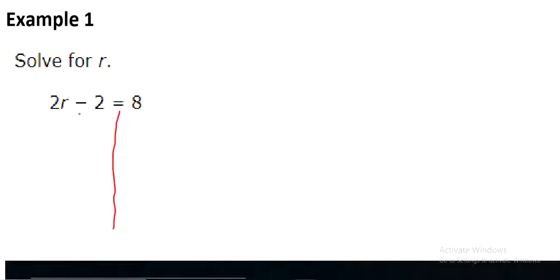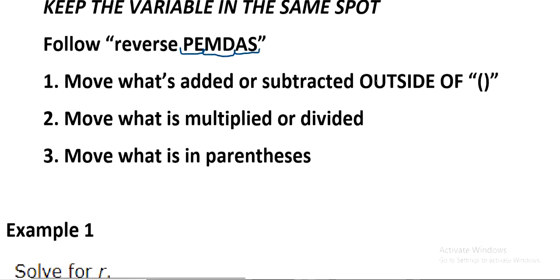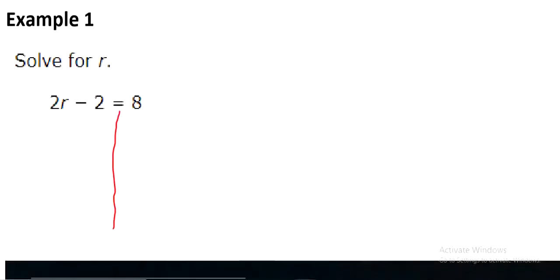And then let's look. So I know that I'm following reverse PEMDAS. That means I'm going to move what's added or subtracted first outside of parentheses, and I'm focusing on the variable. So what is being added or subtracted to the variable? Well, I see how we have minus 2. So I can do the opposite by adding 2. Whatever I have to do to one side, I have to do to the other. As we learned in the last video, these cancel out because they equal 0. Now we're left with 2r equals, and then here 8 plus 2 does not cancel out. 8 plus 2 will equal 10.